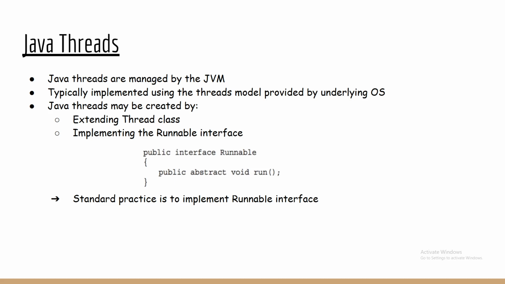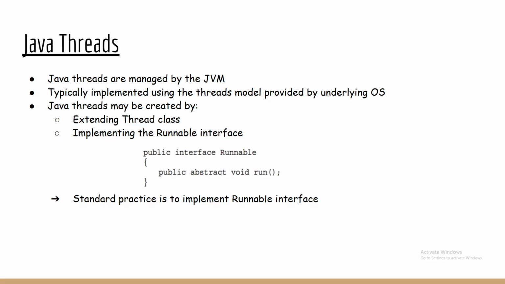Next, we have Java threads. All thread management in a Java program is handled by the Java Virtual Machine. The JVM typically implements Java threads using the native threading model provided by the underlying operating system. So, on a Windows system, Java threads are usually Windows threads, and on Linux they are pthreads.